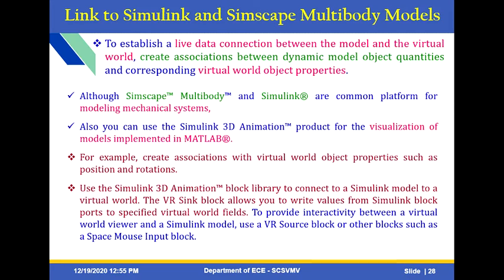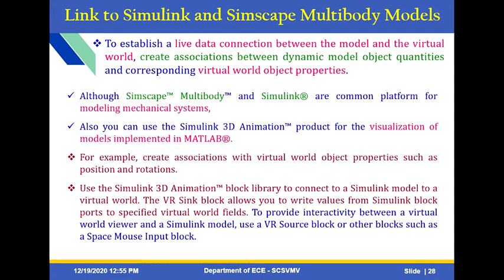For example, create association with virtual world object properties such as positions and rotations. For example, we are moving. Say I want to create a pick and place robot. I create it in the virtual 3D world editor. Here I want to control the arms and the pick and place hands, and you can control them via MATLAB Simulink using the VR Sink and Source, VR Expander, and VR Signal blocks. So many blocks are available here, so that we can control this robot movement virtually. This is possible with the Simscape Multibody toolbox.